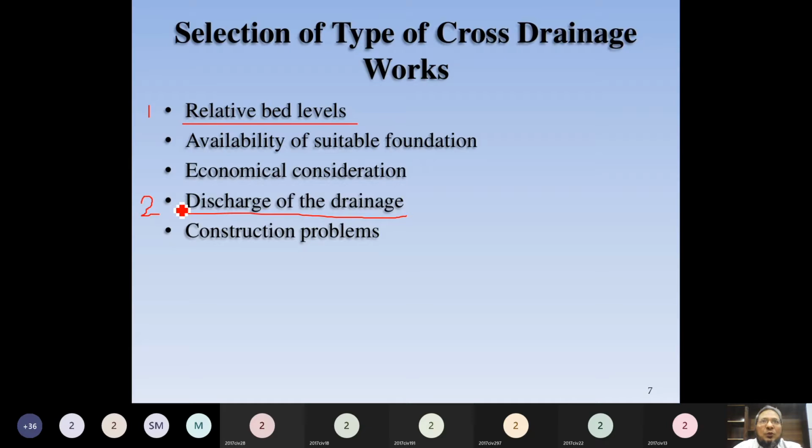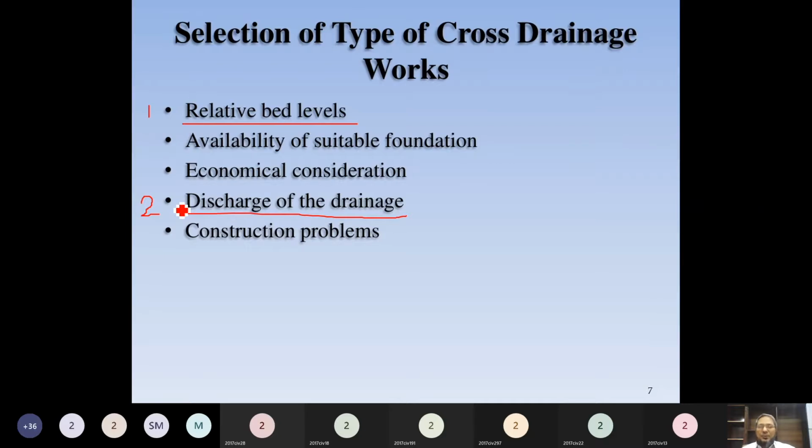What is the wetted perimeter formula by Lacey? 4.75 root of discharge, right? So the perimeter, the width of the channel in alluvial plains, is proportional to the root of discharge. Is that so or not? Yes, sir. If the discharge of a river is more, its width would be more.